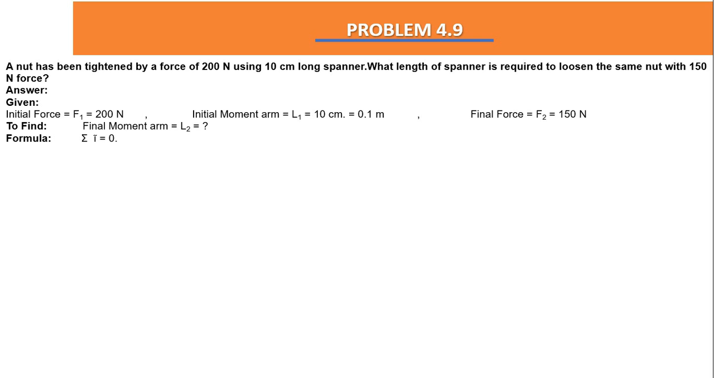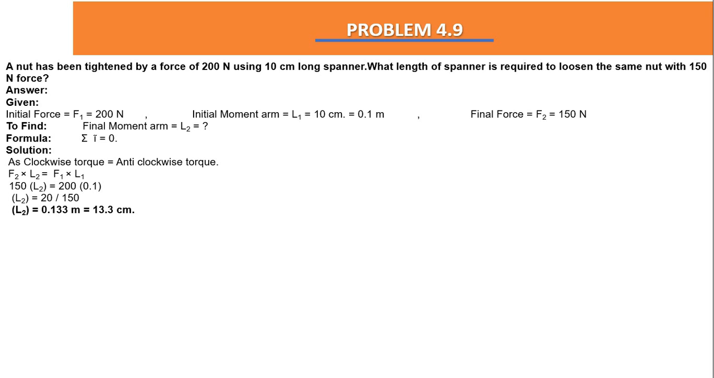So summation of tau is equal to 0, as clockwise torque is equal to anti-clockwise torque. So F2 cross L2 is equal to F1 cross L1. By putting the value of F2, F1 and L1, we will get L2 is equal to 0.133 meter, and when we convert into centimeter, we will get 13.3 centimeter.